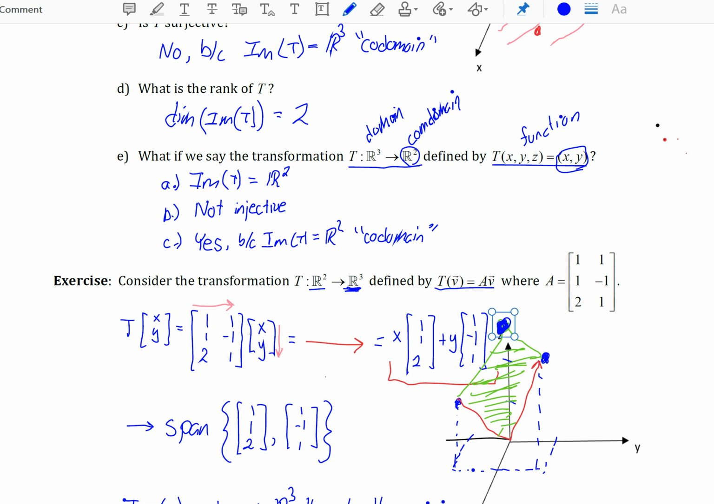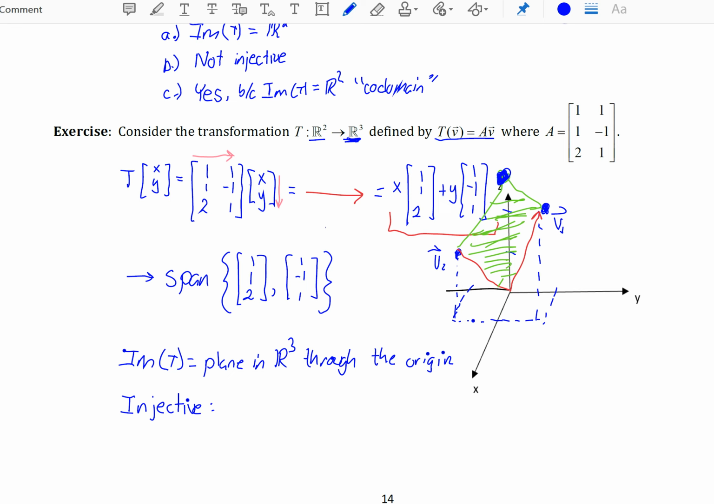And I think no. The only way to get there is to do one of your first vector, call this v1, and one of your second vector, v2. That's the only way to get to that point. Or to put it another way, we can say, because our two vectors that we're given are linearly independent, they're not multiples of each other, that'll allow us to say this is injective. So yes, because the vectors are linearly independent.